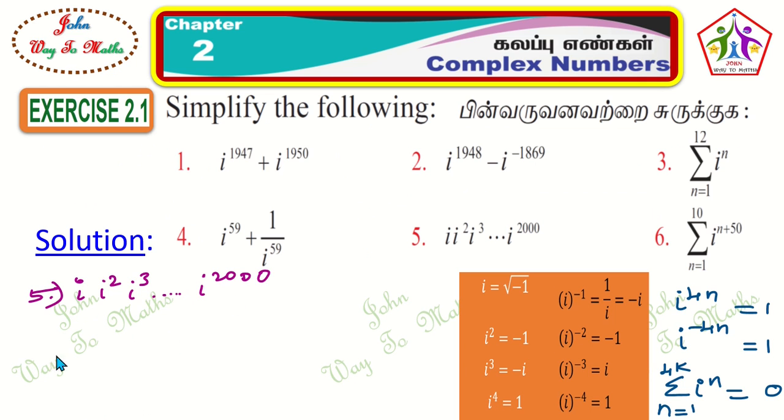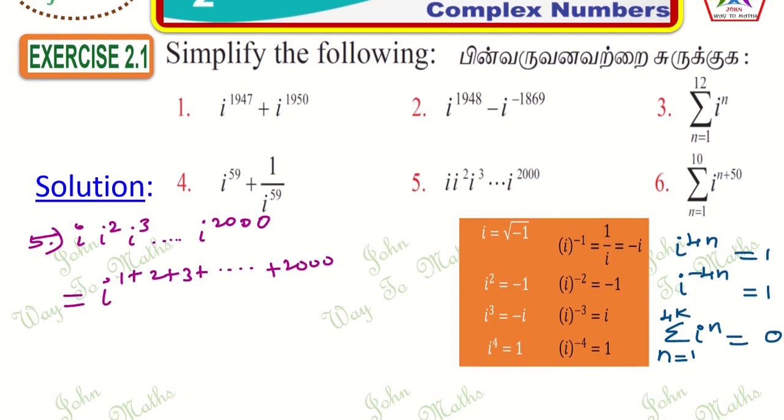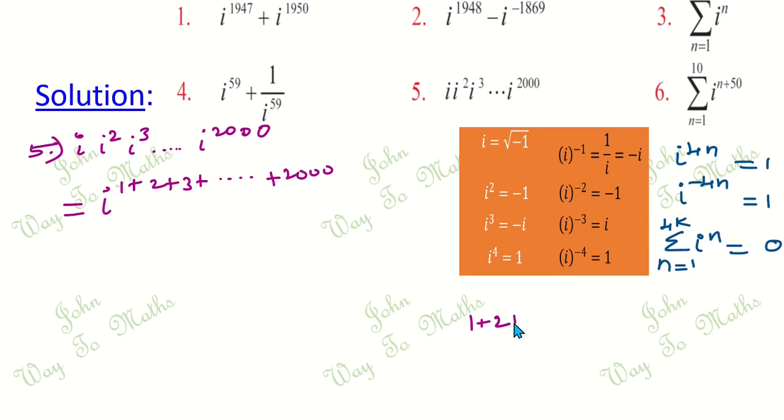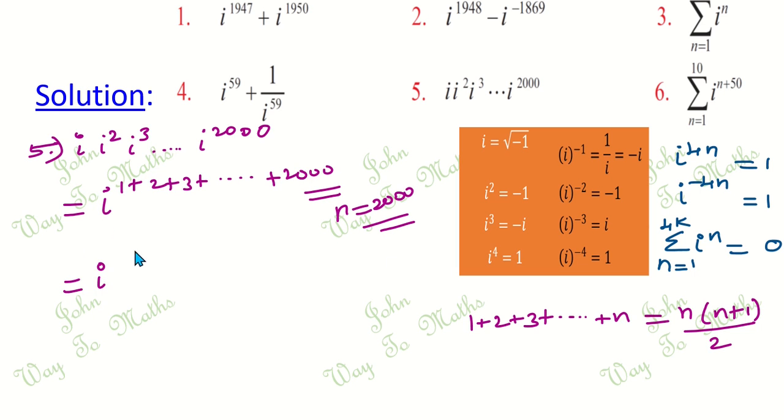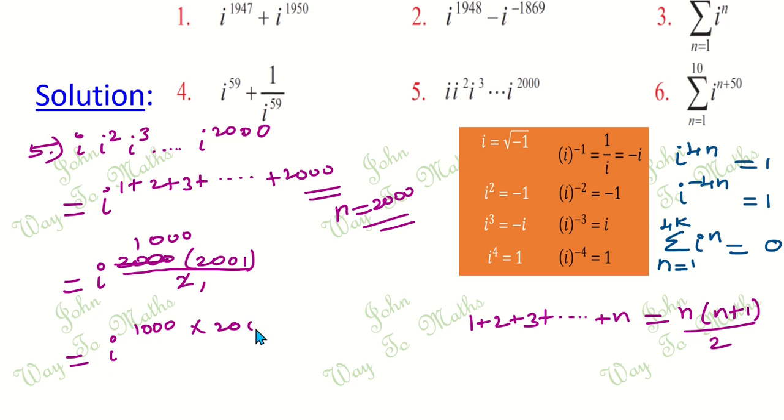Fifth question becomes i power 1, i power 2, i power 3 and so on i power 2000. So now we can use the law of indices to merge the i power, combining all the powers: 1 plus 2 plus 3 plus and so on plus 2000. So here there is the first n natural numbers formula. So the formula becomes 1 plus 2 plus 3 plus and so on up to n, which is equal to n into n plus 1 by 2. So here, who is n? n is equal to the last number, 2000. So which is equal to i power, my formula becomes 2000, then n plus 1 is 2001, divided by 2. So if we minimize 2, 1000 2s are, which is equal to i power 1000 into 2001.